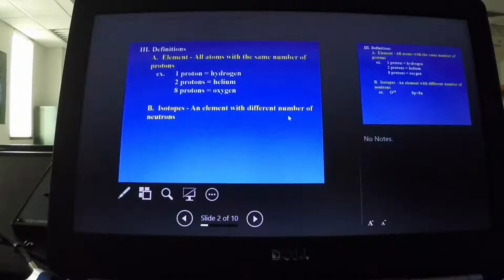How many protons in oxygen? 8. Always 8. Never changes. Anytime you have just 8, you have oxygen. Well, we have a couple varieties of oxygen.